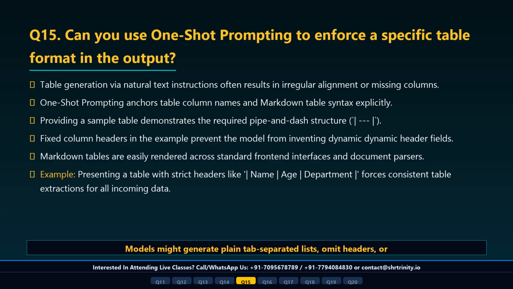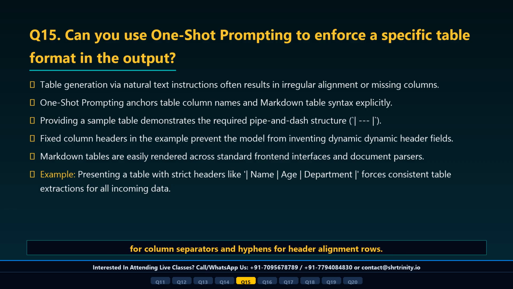Markdown tables rely on specific ASCII characters, namely vertical pipes for column separators and hyphens for header alignment rows. By showing the model one complete example of this structure, you anchor both the structural formatting and the exact column schema. Let me walk you through our practical example step by step. In our prompt, we supply a complete table header consisting of name, age, department, followed immediately by the separator row, and a single row of data.